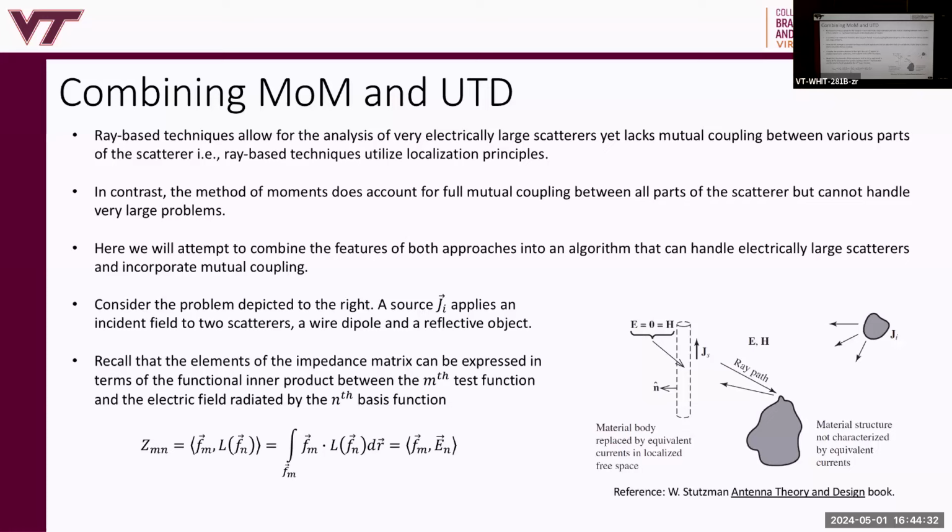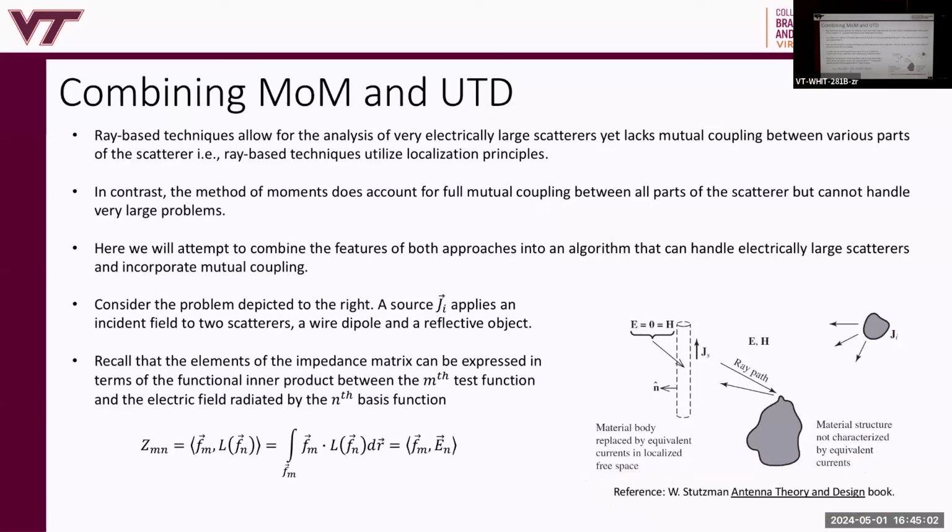All right. In contrast, the method of moments does account for full mutual coupling between all parts of the scatterer, but cannot handle very large problems, right? So here we will attempt to combine the features of both approaches into an algorithm that can handle electrically large scatterers and incorporate mutual coupling. Consider the problem depicted to the right, where we get this from Stutzman's book, who is emeritus professor here at Virginia Tech.